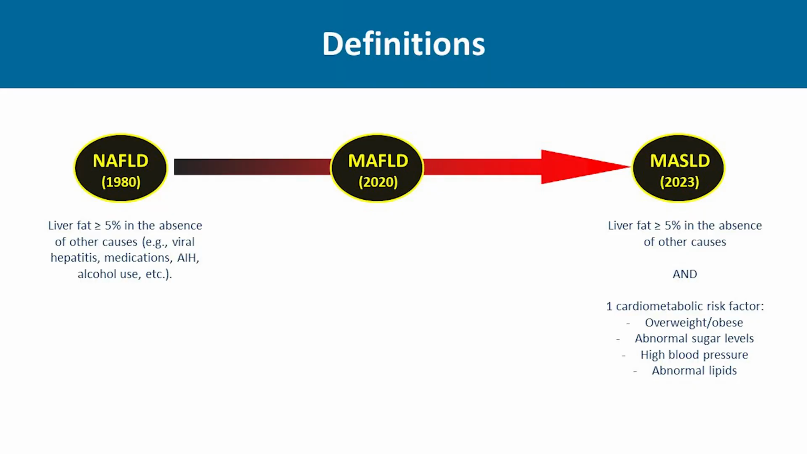You have fat in your liver. We exclude other causes. That's still part of the diagnosis. But then you have one cardiometabolic risk factor: either your blood sugars are not normal, you are overweight or obese, your blood pressure is not normal, or you have high triglycerides, or the good cholesterol, the HDL, is low. So if you have fat in your liver, as long as we know you don't have viral hepatitis or you don't take any medication that could be damaging your liver, then you have this new condition.